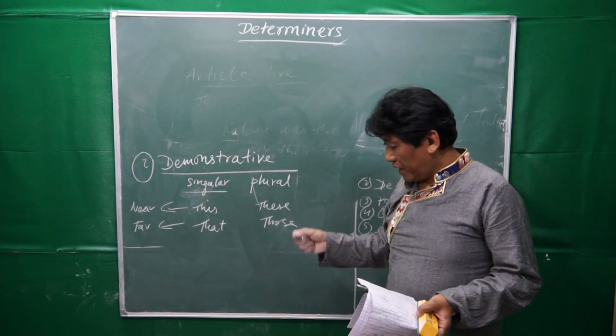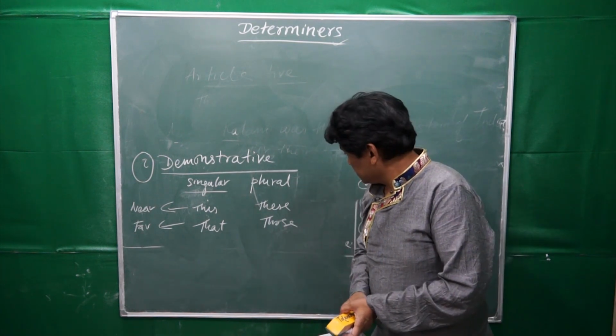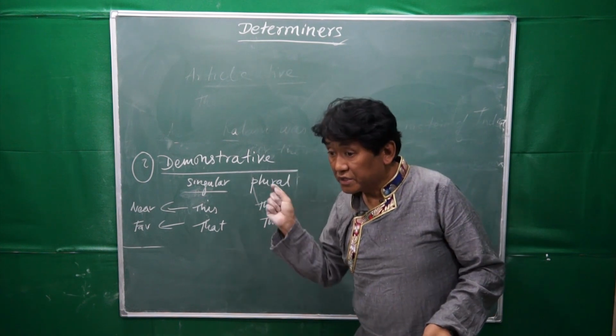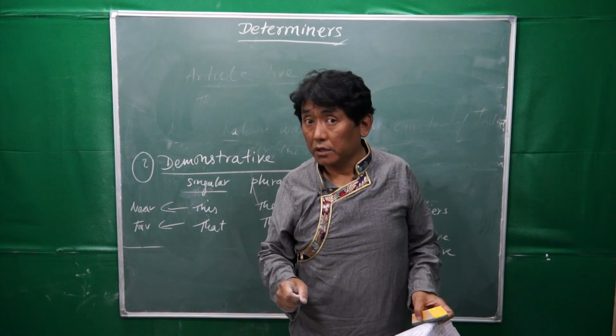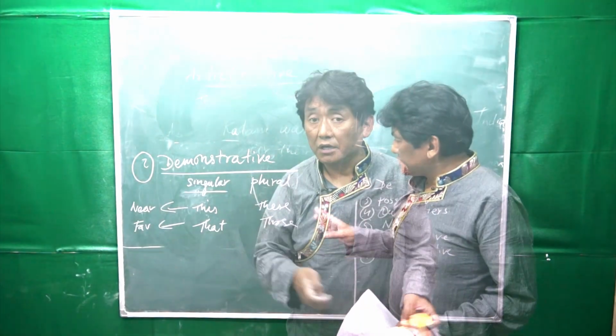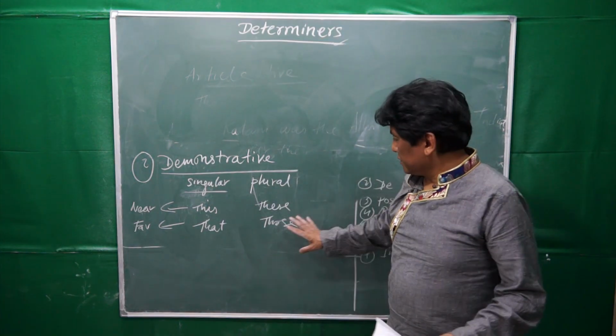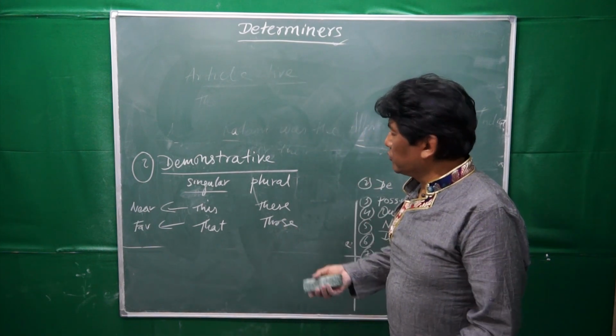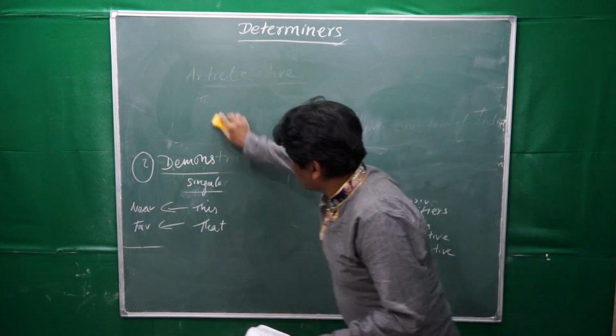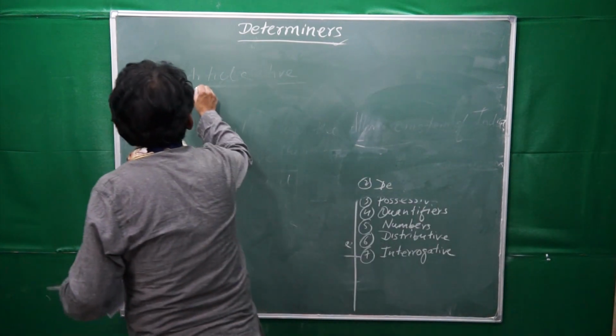And if I see one brick only there, then I'll say that brick, that I can point at. That brick. This is how it is explained. Now we move on to point number 3, that is possessive.